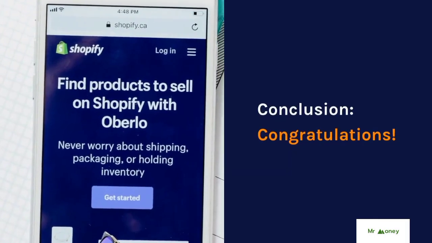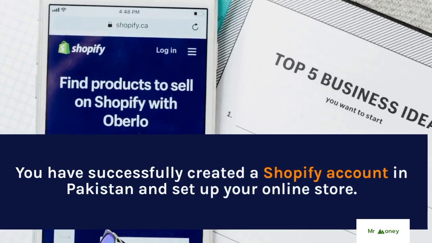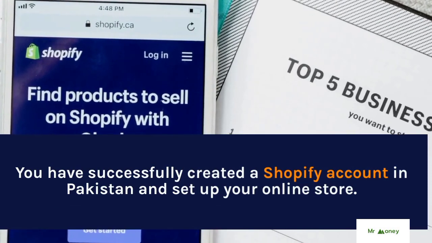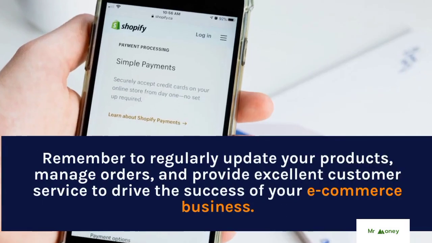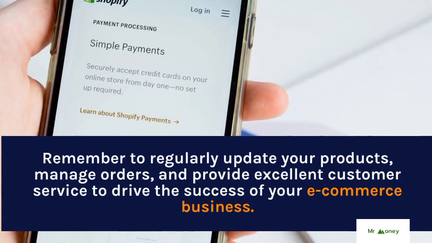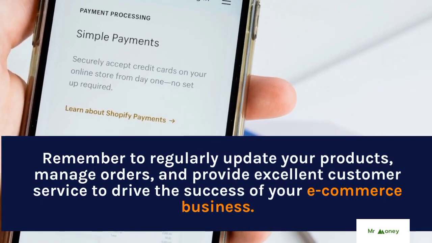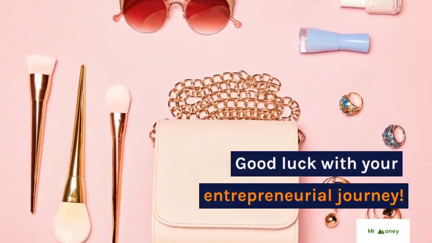Conclusion. Congratulations! You have successfully created a Shopify account in Pakistan and set up your online store. Remember to regularly update your products, manage orders, and provide excellent customer service to drive the success of your e-commerce business. Good luck with your entrepreneurial journey!